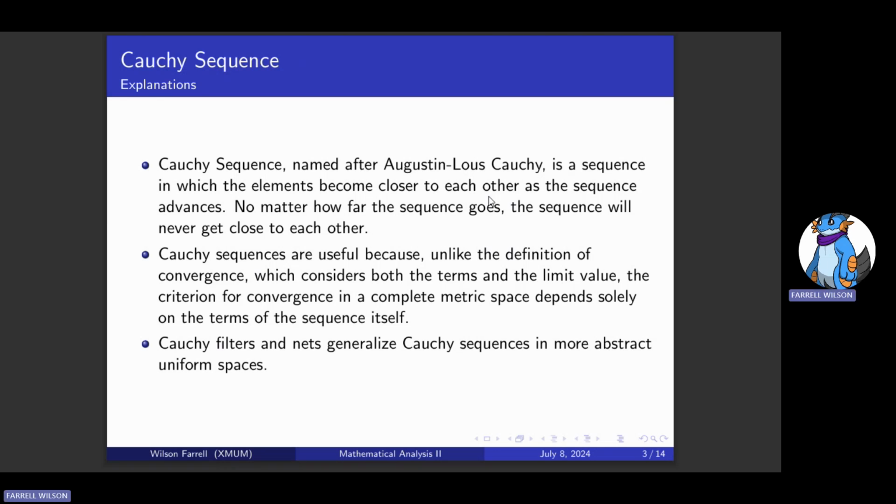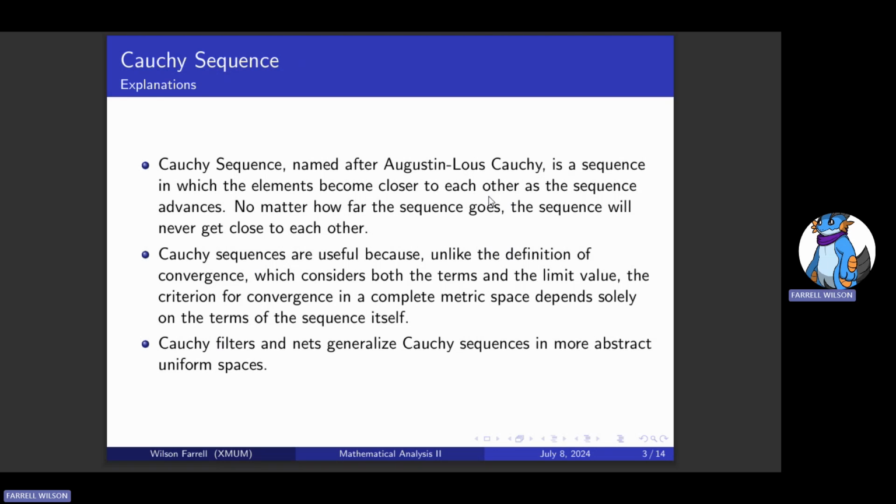The Cauchy sequence is known to be useful for the majority of mathematicians due to, unlike the definition of convergence, which considers both the terms and the limit values, the criterion for convergence in a complete metric space depending on the terms of the sequence itself.